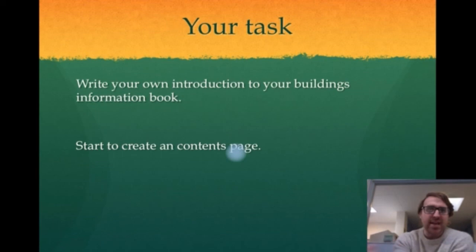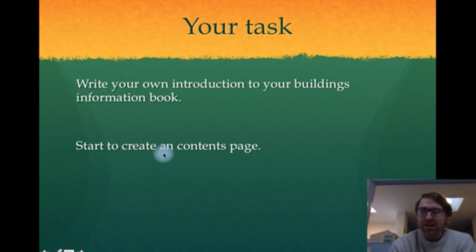So your task today is to write your own introduction to your buildings information book. Start to create a contents page. You can see I've used the wrong determiner there. It's a contents page. I think that's because I changed it at the last minute.